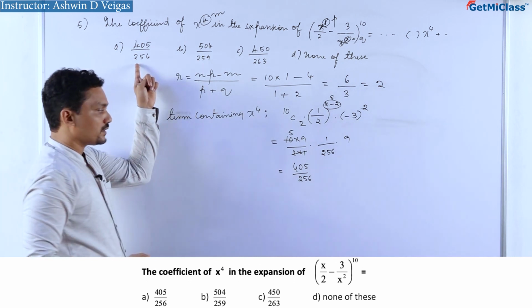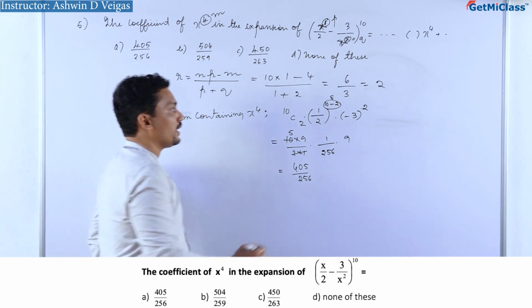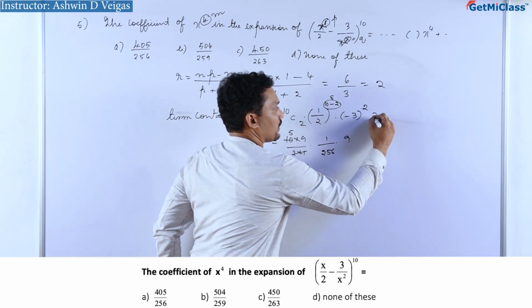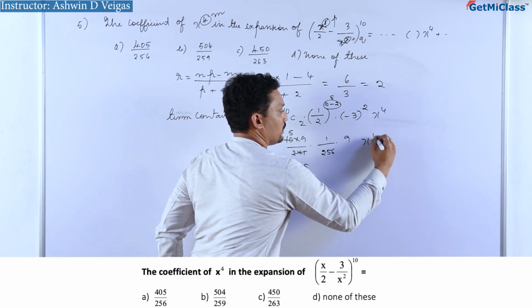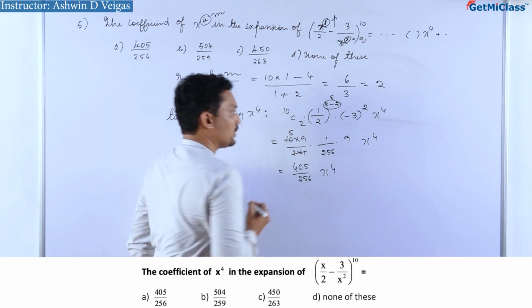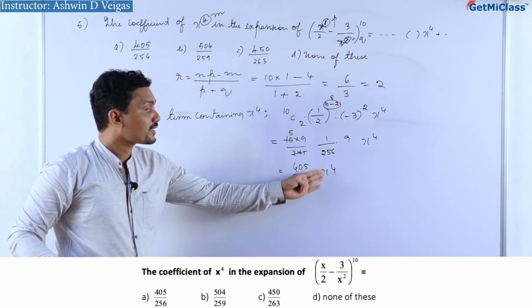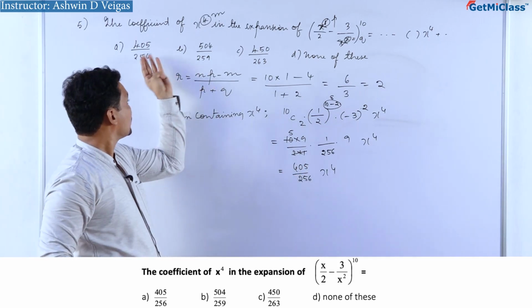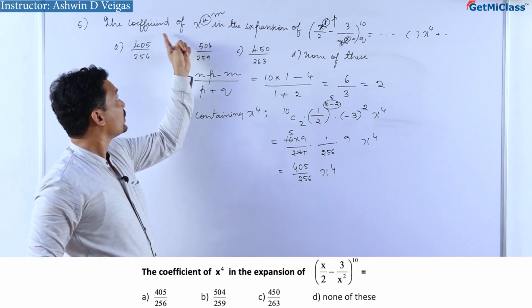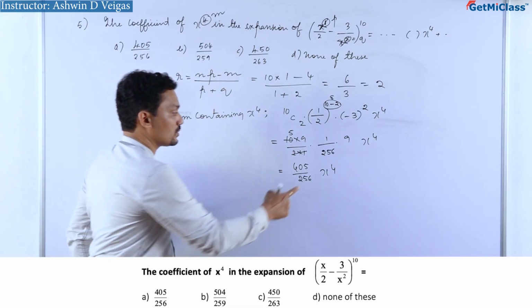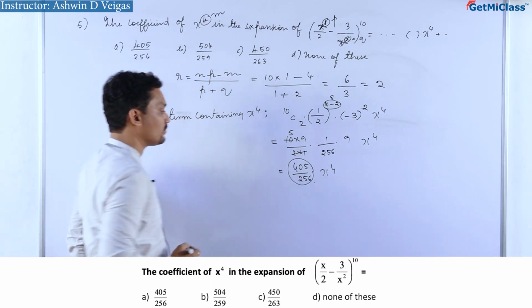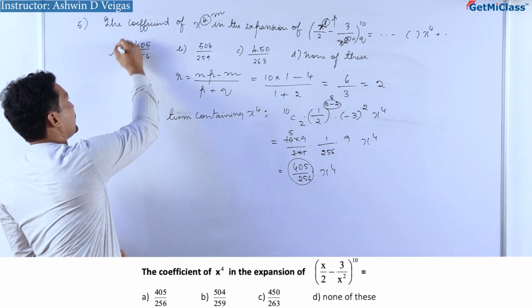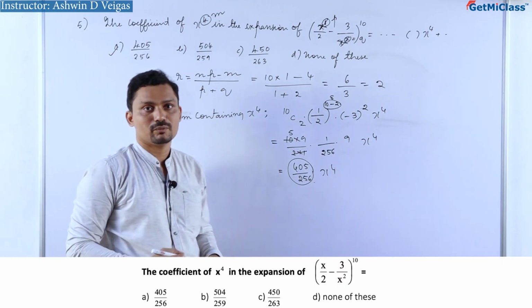Now you can see that option A is the answer. This will be the term actually, and this term will contain x power 4. Now, why option A is the answer is that they are asking only for the coefficient of x power 4. The coefficient of x power 4 is 405 by 256, and hence option A will be the answer.